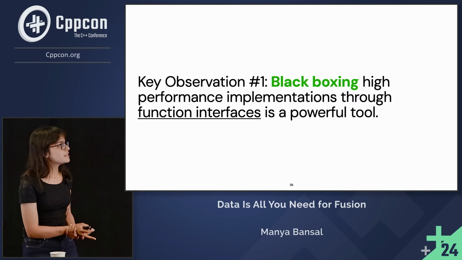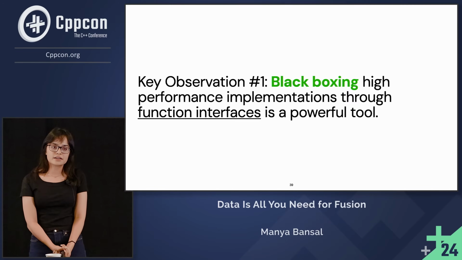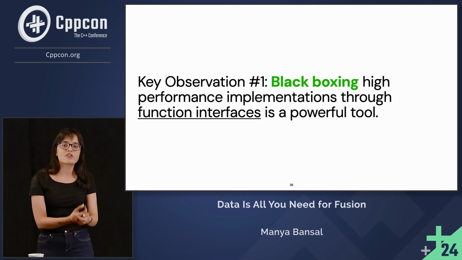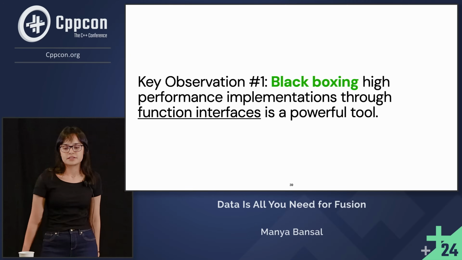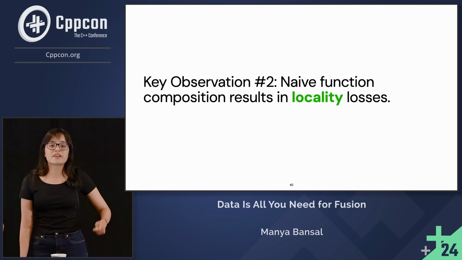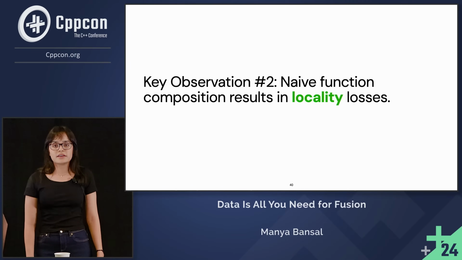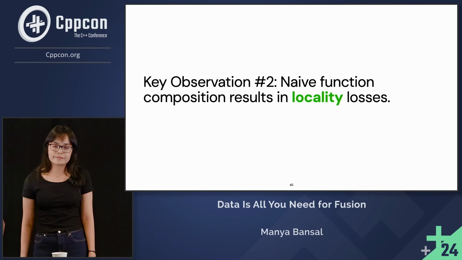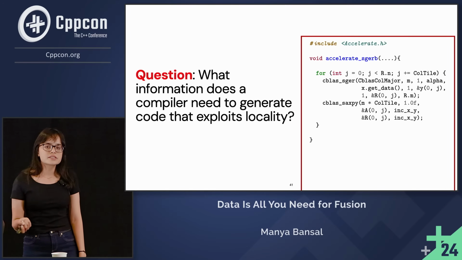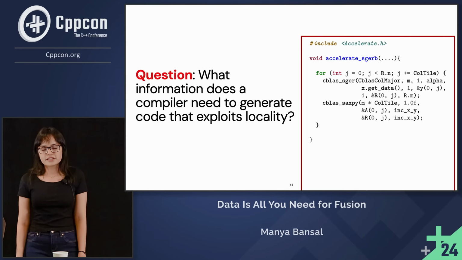So I told you up until now that black boxing these high-performance implementations was a really good idea because they're opaque, and as programmers, we don't need to worry about what's happening underneath. I also told you that their greatest strength is also their greatest weakness. This opacity results in locality losses, and we want to get that locality back. The question that I asked you was, can a compiler do this today? And the answer was, probably not.